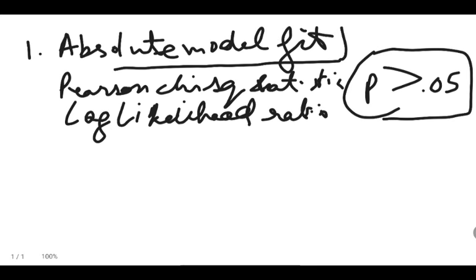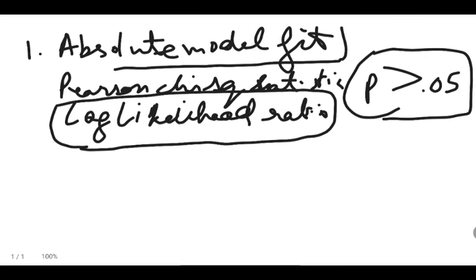The p value should be greater than 0.05. Now the problem is that log likelihood is quite sensitive to higher sample sizes, and in case you have a high sample size, then you might not get the p value which is insignificant. Similarly, Pearson chi-square is sensitive to small sample sizes. In case you have a small sample size, then you fail to get a p value which is insignificant.